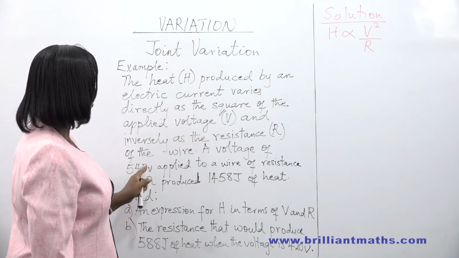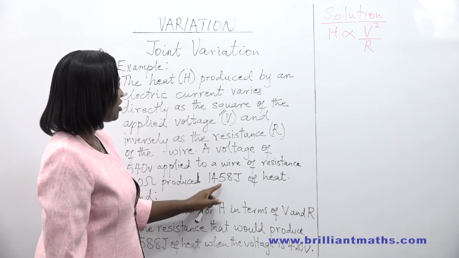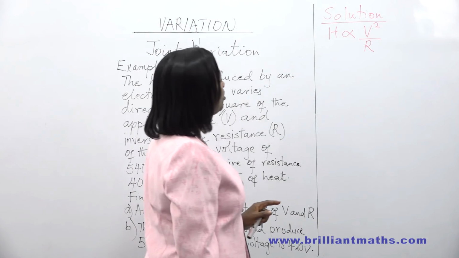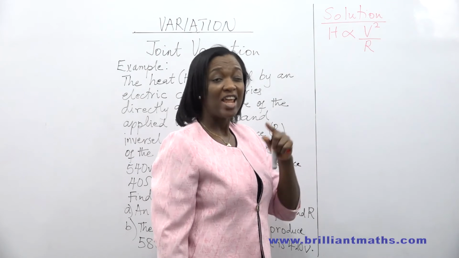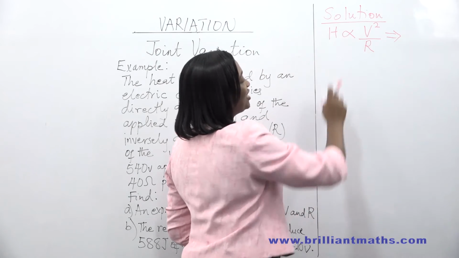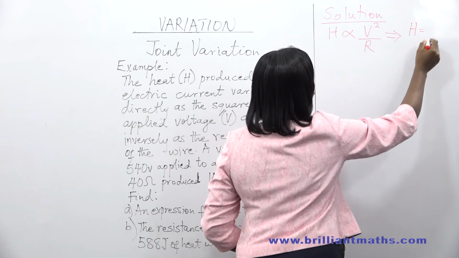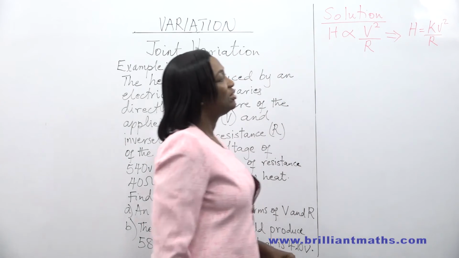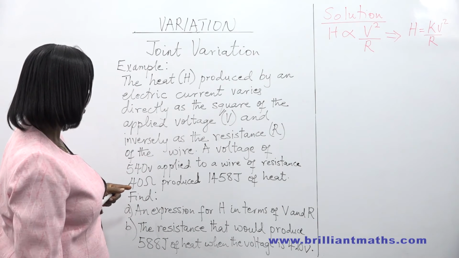A voltage of 540 volts applied to a wire of resistance 40 ohms produced 1,458 joules of heat. So we have that as our variation formula. H varies directly as V squared and inversely as R. So this becomes, we want to remove that sign and put a constant. So that becomes H is equal to KV squared over R. So that's the formula.